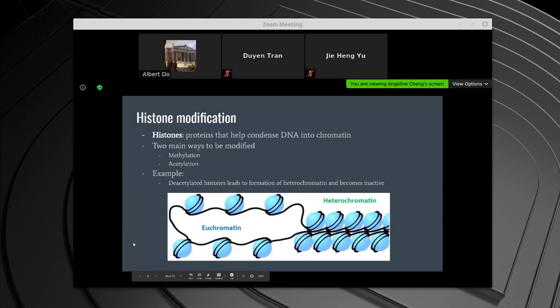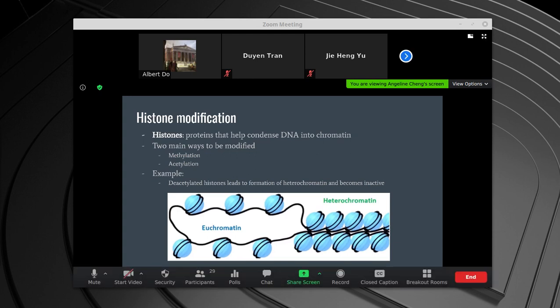So the second epigenetic change that can happen involves histone modification. Histones are proteins that aid in condensing DNA into chromatin. The two main ways in which histones can be modified are through methylation and acetylation. When histones are acetylated, the chromatin takes a form known as euchromatin, where transcription factors can access the DNA and allow genes to be expressed.